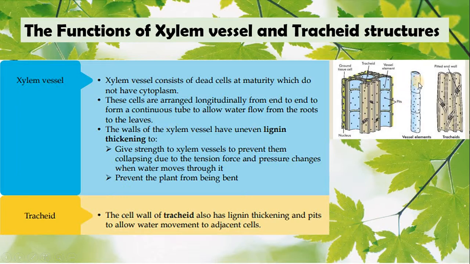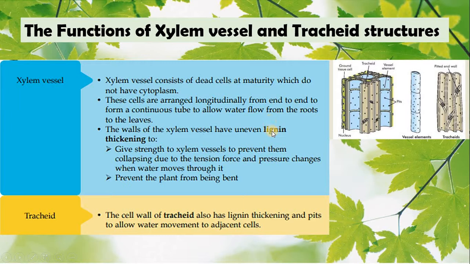So these are referred to as the xylem vessels, which are arranged longitudinally from end to end and form a continuous tube to allow water flow. The walls of the xylem vessel have uneven lignin thickening.